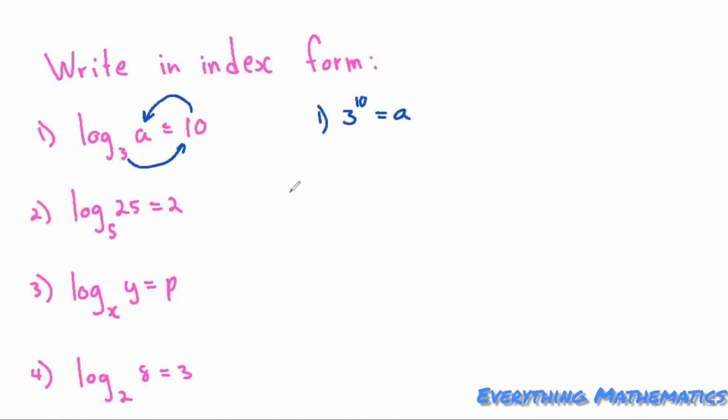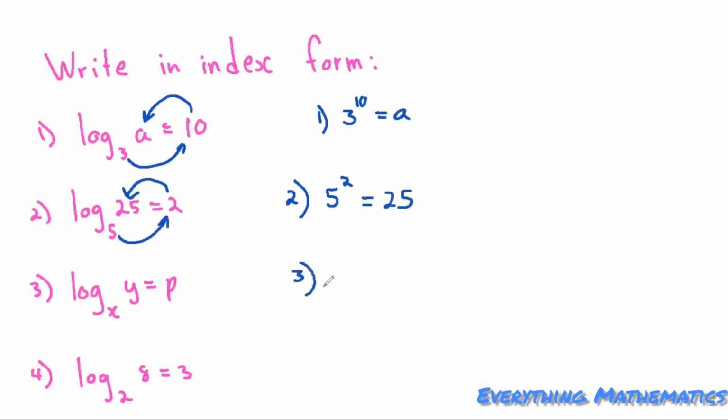If we look at number 2, we have 5 raised to the 2 is equal to 25. So that should have been 5 raised to the 2 is equal to 25. And this is actually a true statement. So we have 5 raised to the 2 having to give us back this number here.